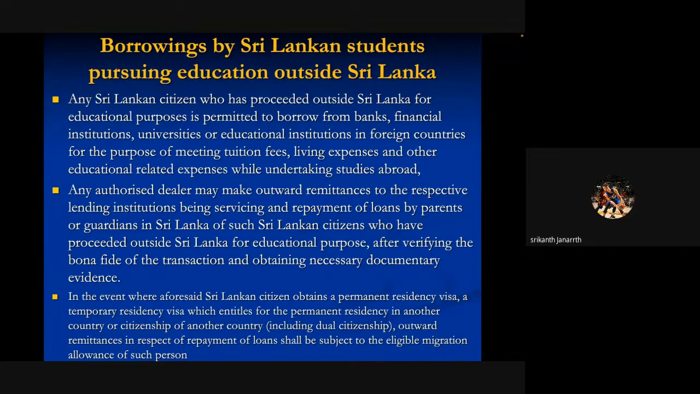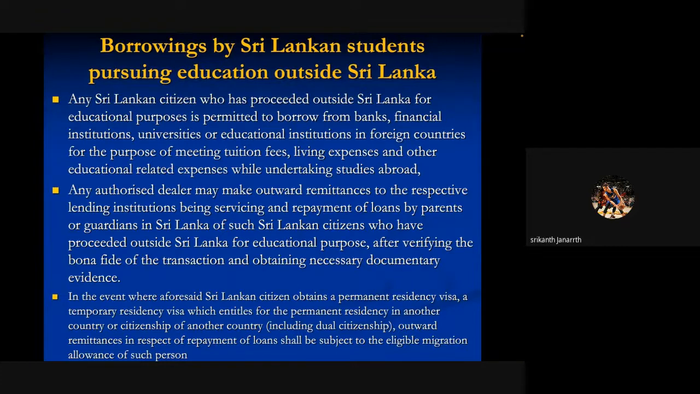Suppose a student has gone to Australia and has taken 25,000 Australian dollars as a loan. He has paid 5,000, and the other 20,000 balance is there. While the loan is being serviced, he got the PR. Now from the date he got the PR, he is no longer on a student visa. Anything paid after that date will be deducted from his migration allowance.